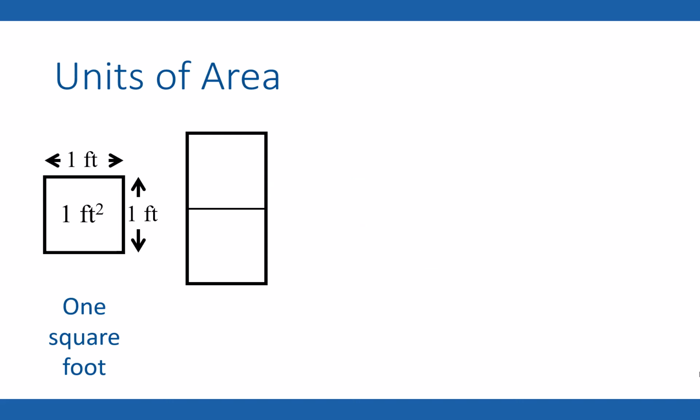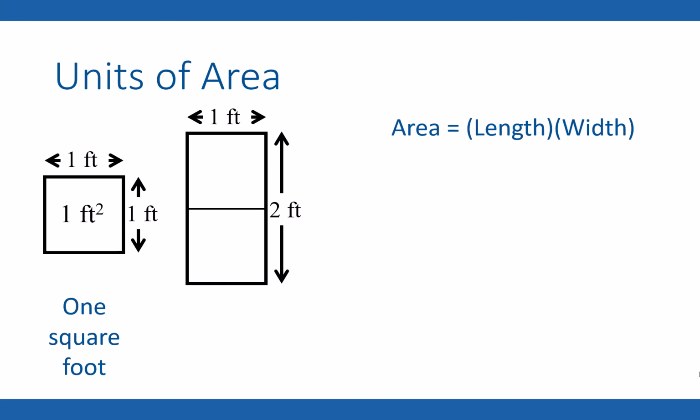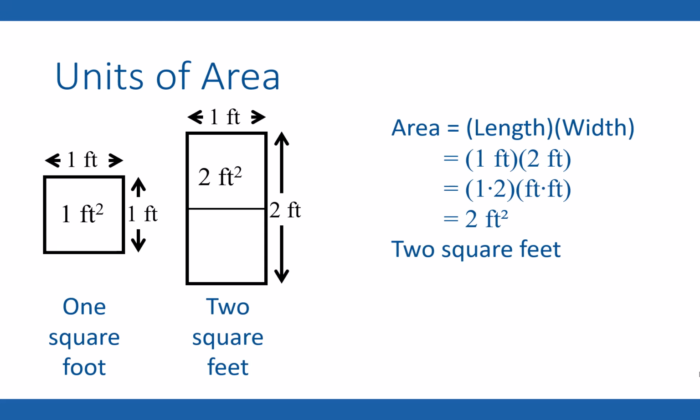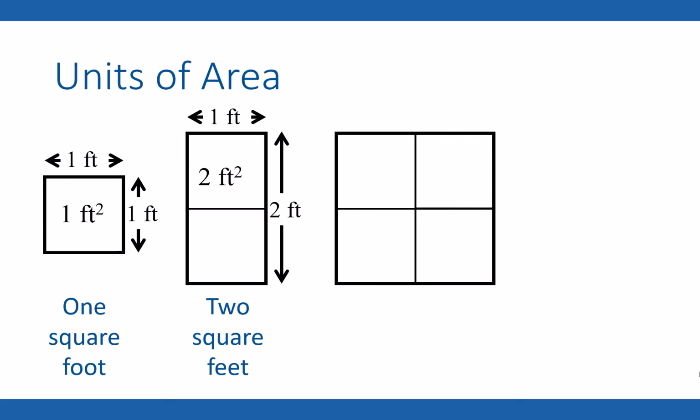Next, we look at a rectangle that is 1 foot wide and 2 feet long. We multiply the length by the width to get 2 square feet. We can see that the area is exactly twice as large as the original square, so 2 square feet makes sense. Now consider a square that is 2 feet long and 2 feet wide.